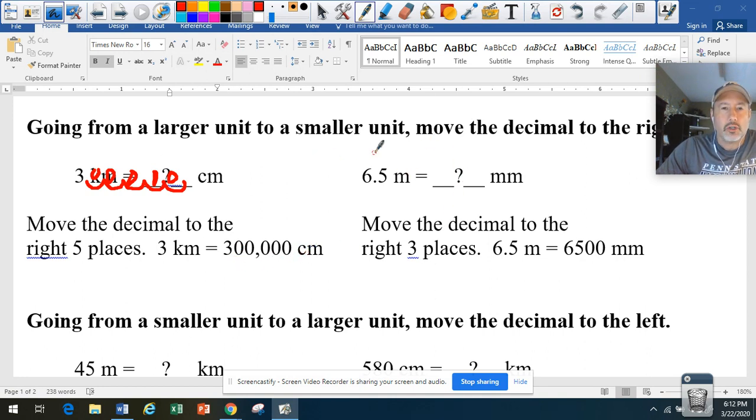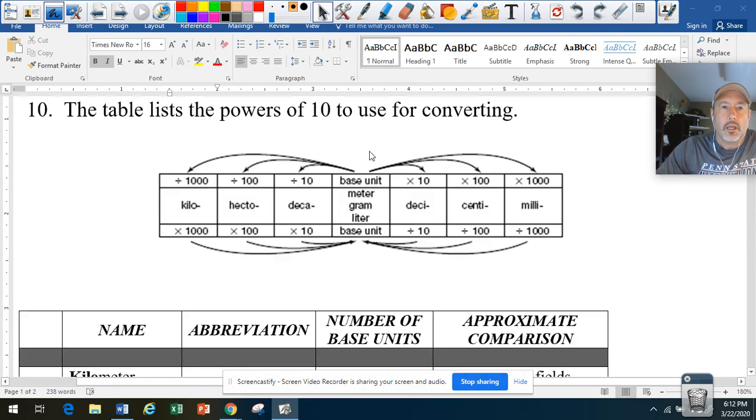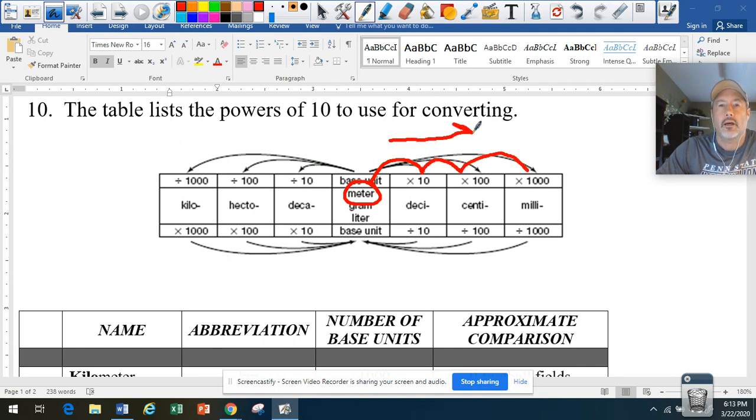Now let's look at this other example here. We are going from meters to millimeters right here. So let's take a look, our meters to our millimeters. We're going to scroll up here. We're starting here at our meters, right in here, and we're going all the way down here to the millimeters. So we're moving the decimal 1, 2, 3 places to the right. It's going to the right. So let's take a look and see what we have here.